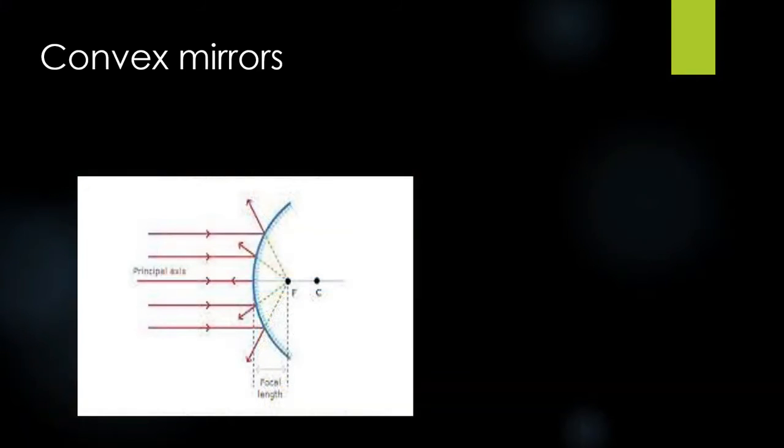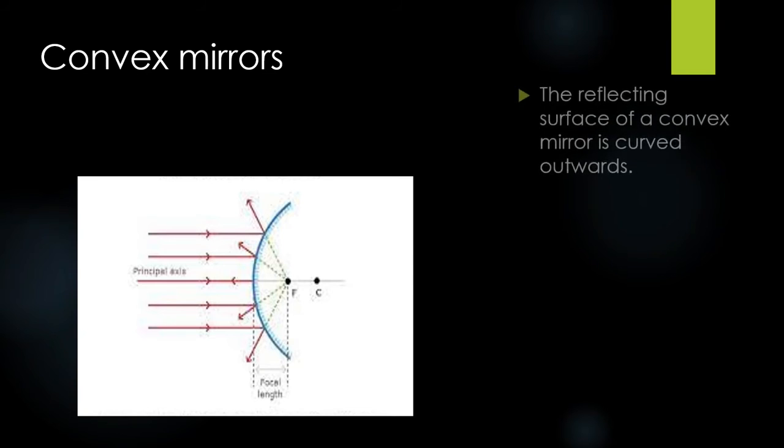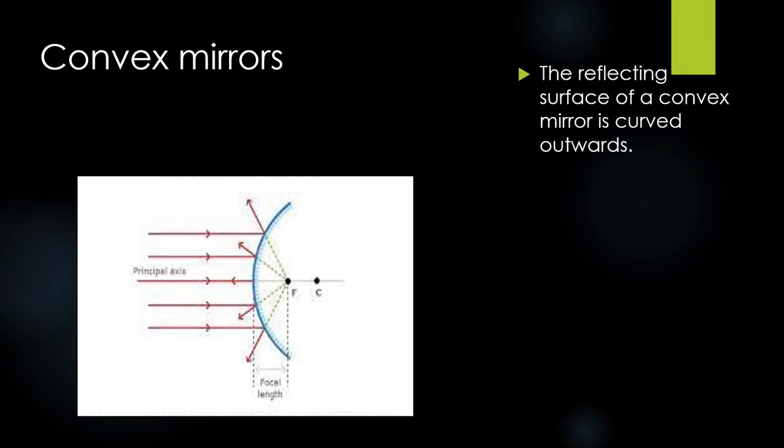Okay, now let's move to convex mirrors. In Sinhala it is Apasari Darpan. So here you are given the diagram of a convex mirror and you can clearly see that the reflecting surface of the convex mirror is curved outwards. මේකේ reflecting surface එක, කියන්නේ පරාවර්තිත පෘෂ්ඨය පිටතට නෙරලා තියෙන්නේ.